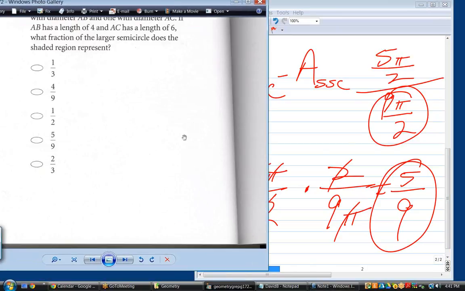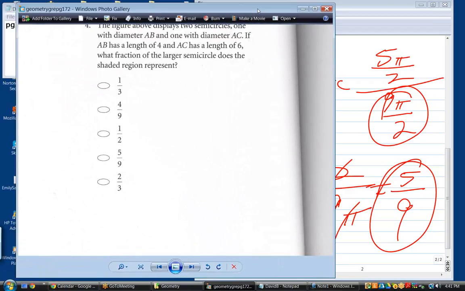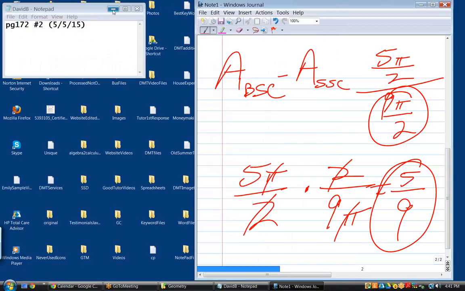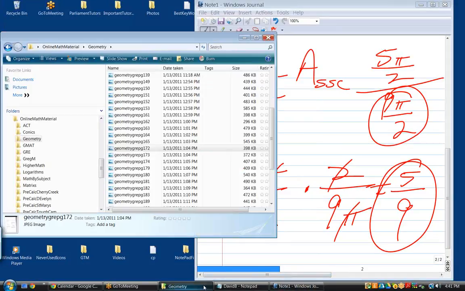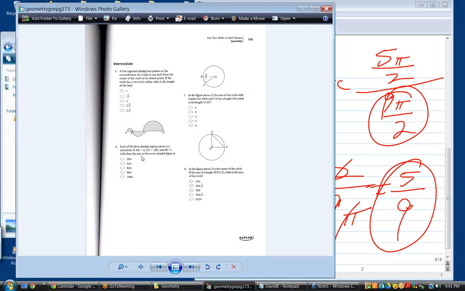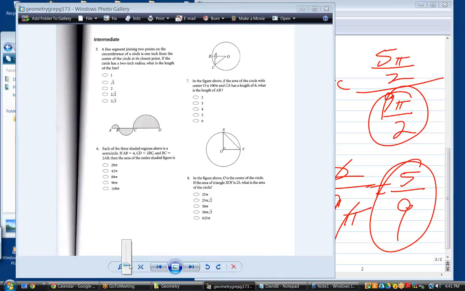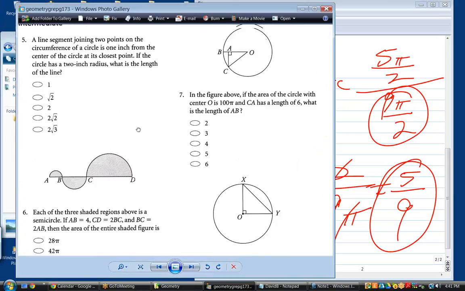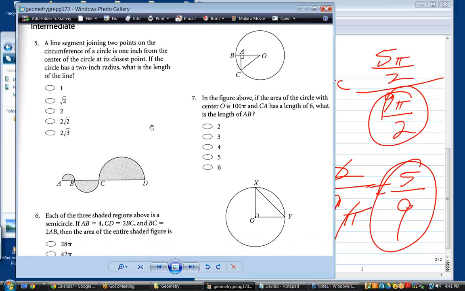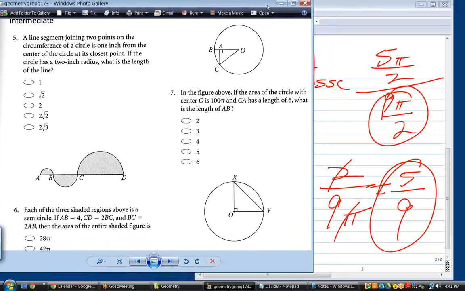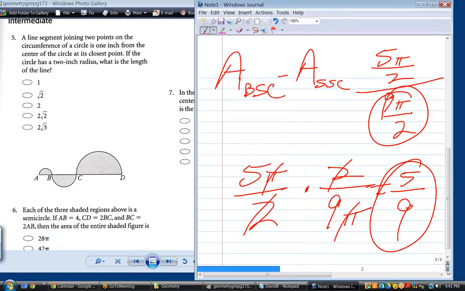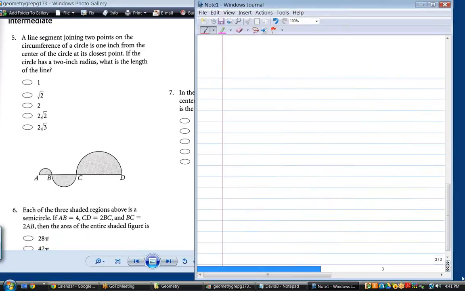Let's see, I need to go to another page. So, for number 5. Number 5 does not have to do with this figure here.